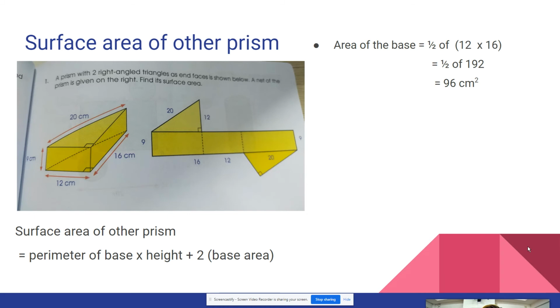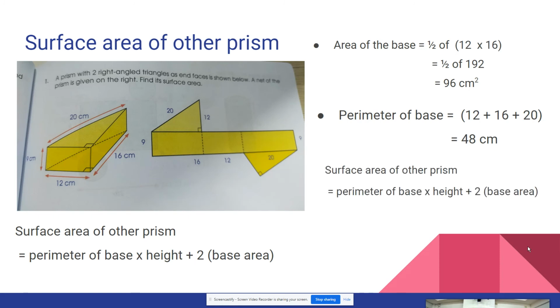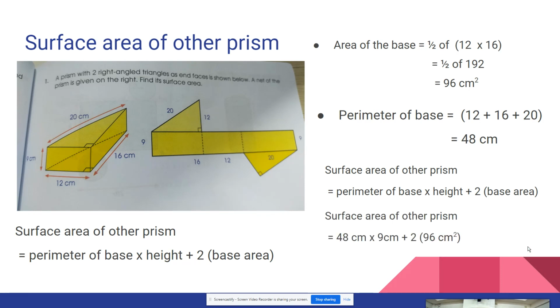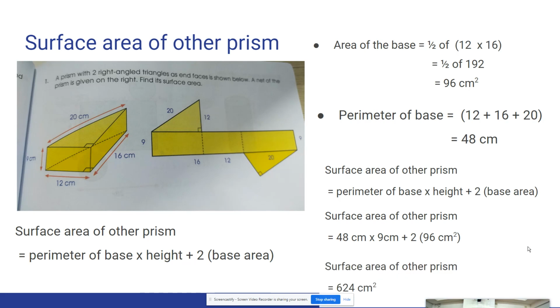So the area of the base is 1/2 of 12 times 16. 12 times 16 is 192, and 1/2 of 192 is 96 centimeters squared. Take note of that. The perimeter of the base is 12 plus 16 plus 20, which is 48 centimeters. So what we'll do now is execute the given formula: 48 times 9 plus 2 times 96. So the surface area of this prism is 624 centimeters squared.